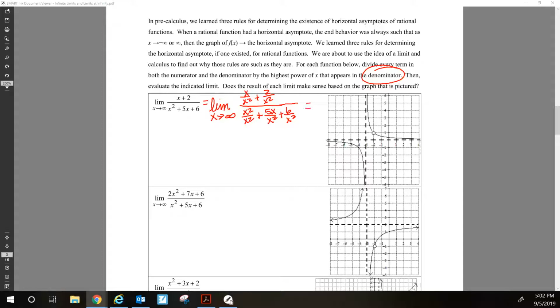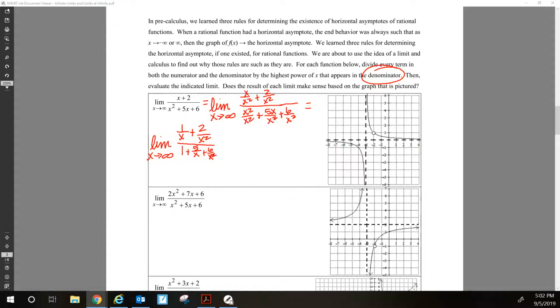All right, and when I do that, I'm going to do some cancellation. So as x goes to infinity, one of these x's cancels out. So this is really just 1 over x. This is 2 over x squared. Nothing cancels there. There we go. And then x squared over x squared would be 1, and this would be 5 over x, and then 6 over x squared. And you may be going, well, how did that help us any?